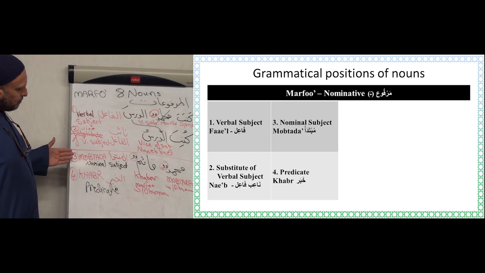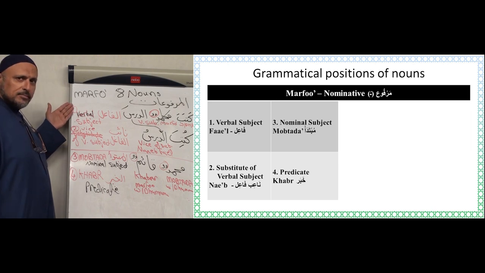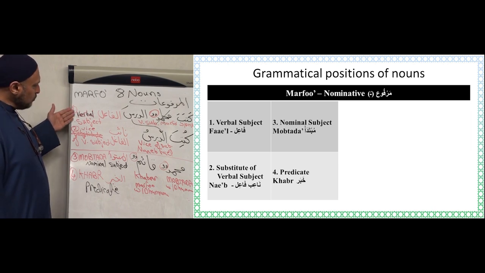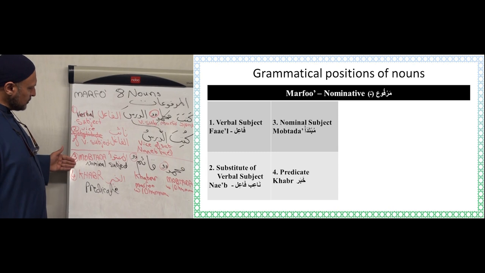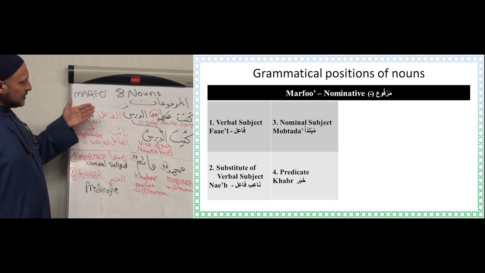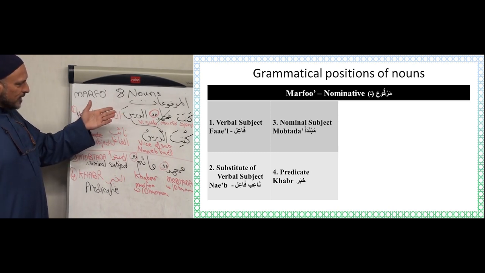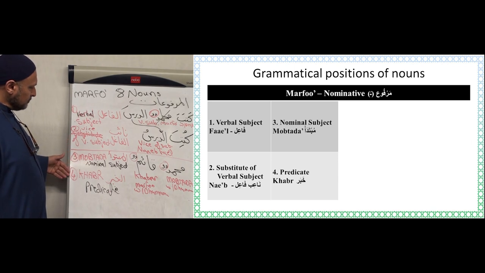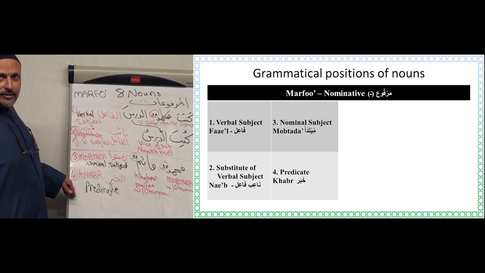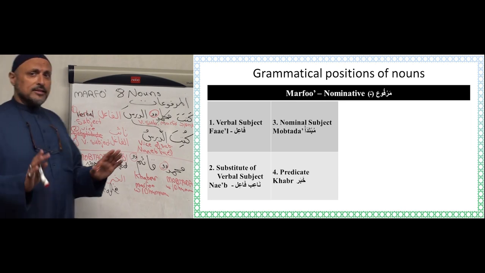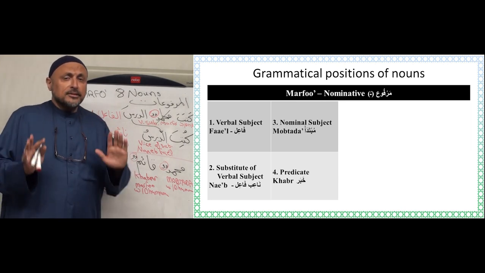So now, mubtada is a nominal subject. Fa'il was a verbal subject. Mubtada is a nominal subject. Fa'il needs a verb, which was there. Mubtada needs a wife, which is a predicate, khabar. They always come together. Mubtada khabar. They are husband and wife.